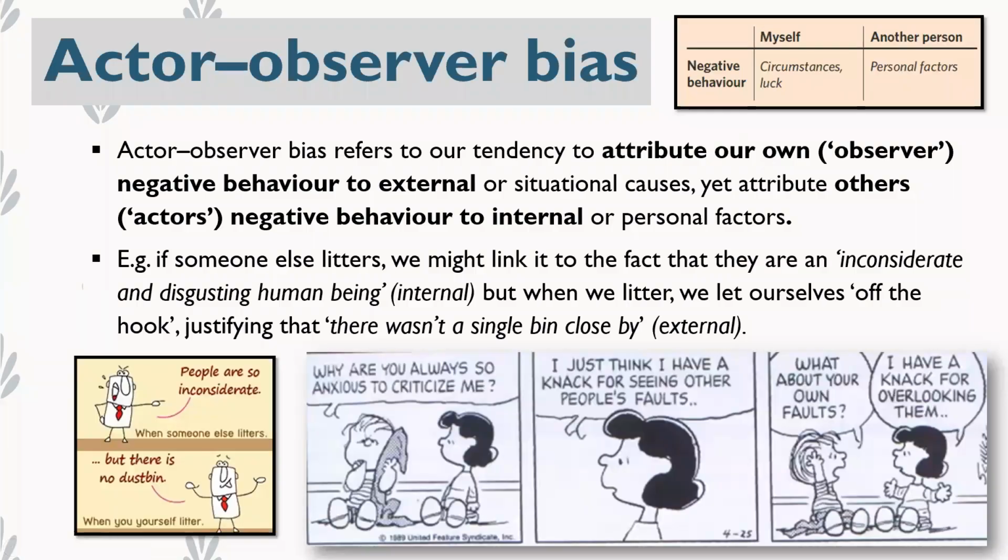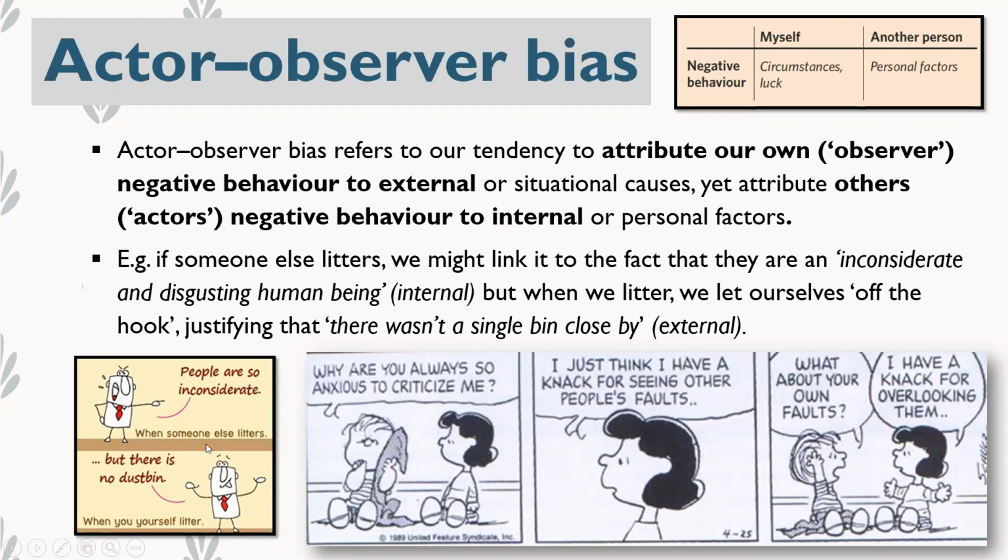The next one is the actor-observer bias. Now, the actor-observer bias is this idea that I am the observer, or you are the observer, and other people around us are the actors in our environment or in our world. Basically, actor-observer bias refers to this tendency of us to attribute our own negative behavior to external or situational causes, but attribute others' negative behavior to internal or personal factors. Again, showing why humans can be such crap people, because what this actually means is that when we do something negative, we blame the environment, but when someone else does something negative, we blame them. That's the basic idea in actor-observer bias.